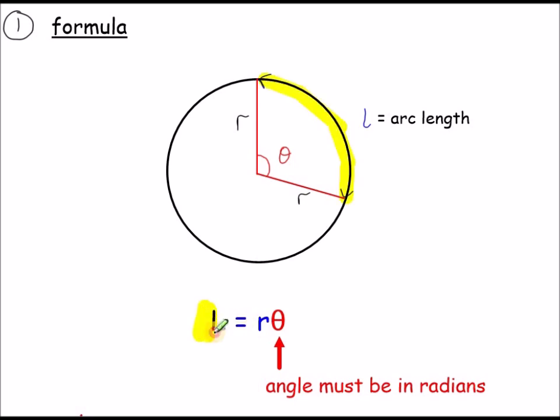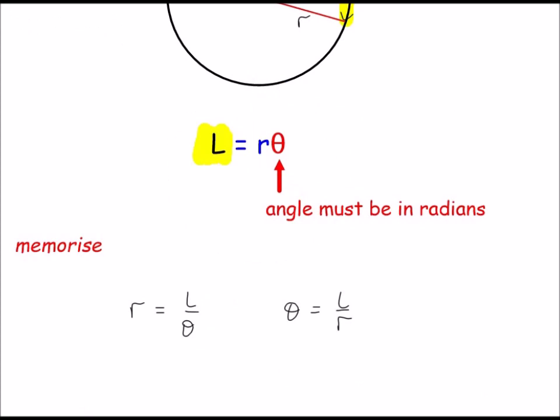Okay, so in the formula, the arc length is equal to r, the radius, times theta. Now theta must be in radians. If it's not in radians, to use the formula you must convert degrees to radians first. And you can easily rearrange this formula to get these two.